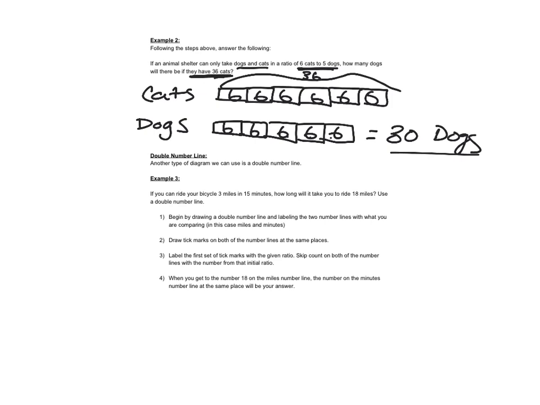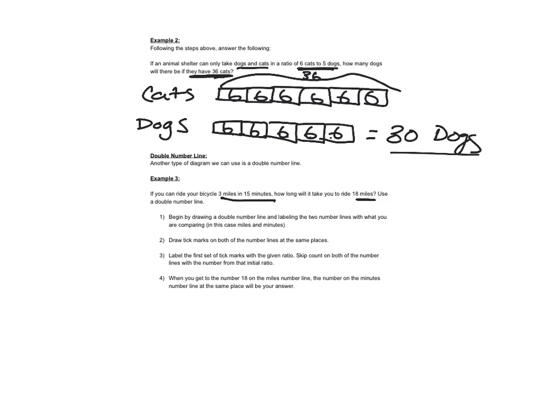Okay, another type of diagram we can use is a double number line. All right, so a double number line is exactly what it sounds like. It's 2 number lines kind of stacked on top of each other, and it helps us to skip count to figure out the answer to these questions. Okay, so if you ride your bike 3 miles in 15 minutes, how long will it take you to ride 18 miles? Use a double number line.